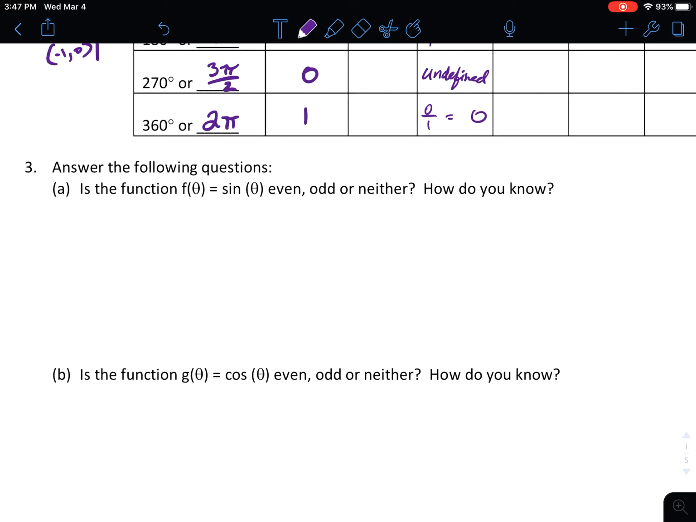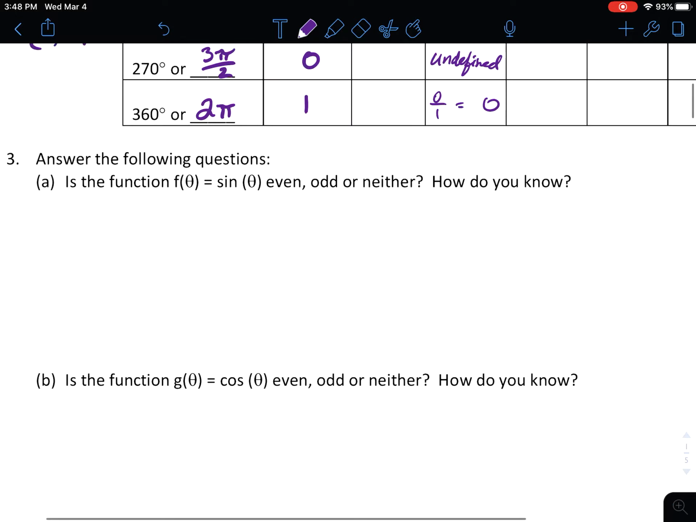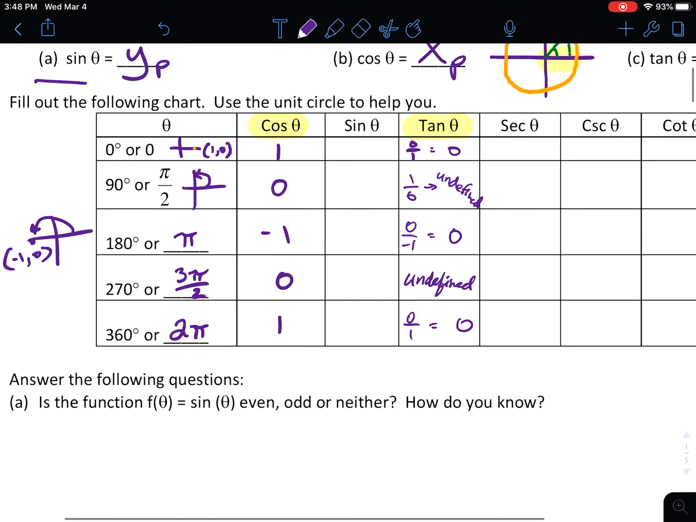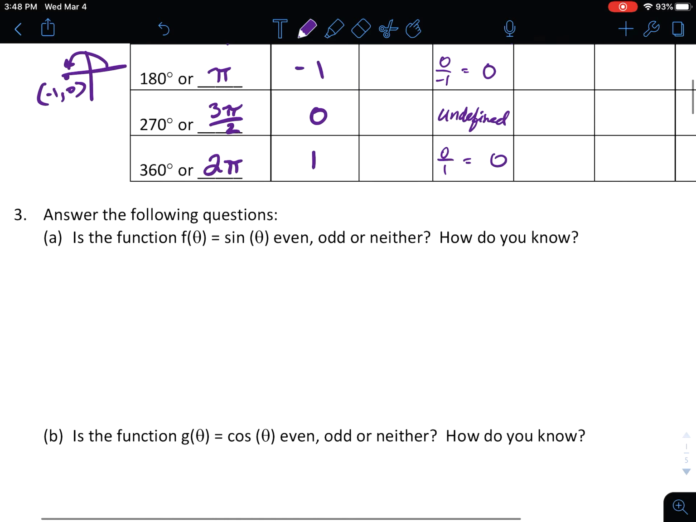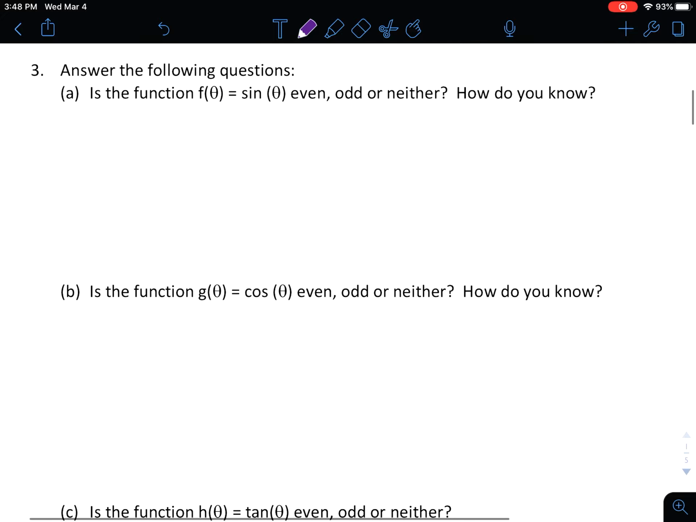Number 3 is asking us about the evenness or the oddness of the sine function. I promised you that this is all building toward the graph of the sine function, but it's going to be helpful to know these data points, these specific points on the graph, as well as the evenness or oddness to be able to graph the whole thing. So we want to know, is it even, odd, or neither?